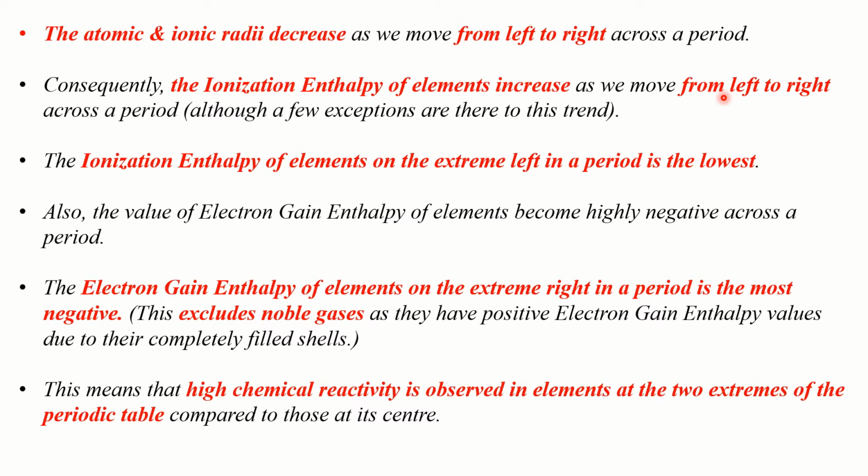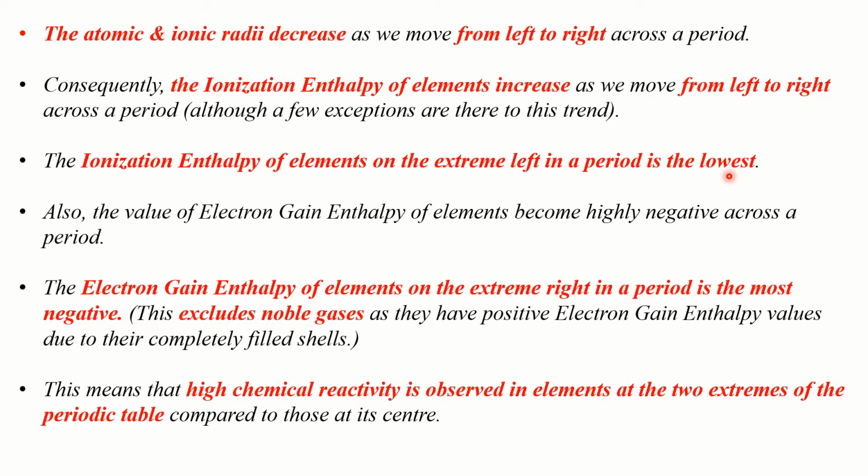Although there are a few exceptions in this trend, and you might have learned this through the video on ionization enthalpy. So the ionization enthalpy of elements on the extreme left in a period is the lowest. Elements on the extreme left of the period have the lowest ionization enthalpy values.